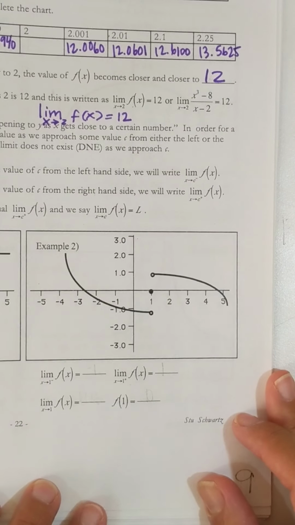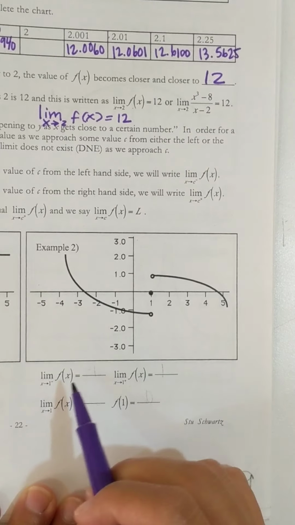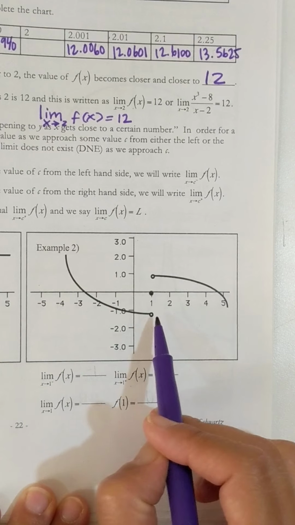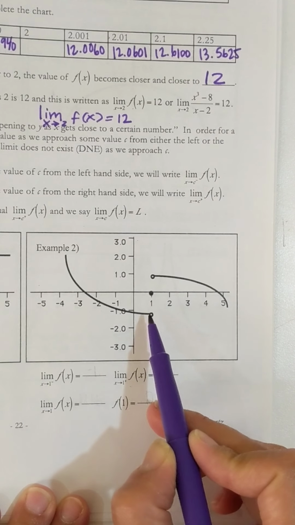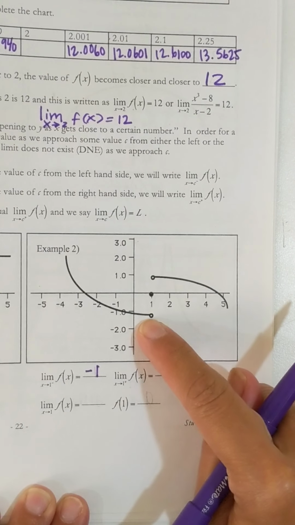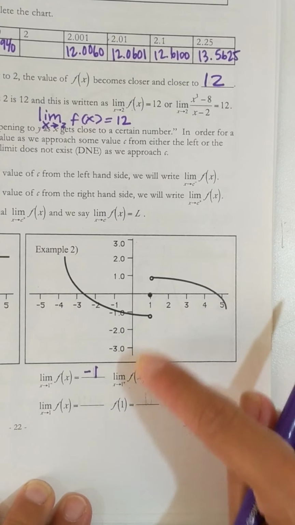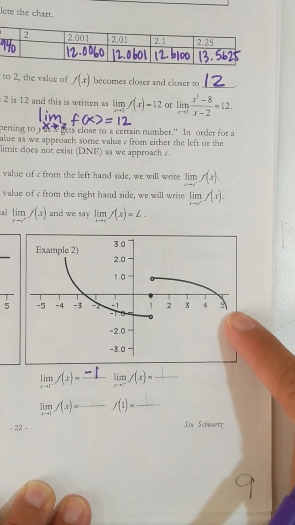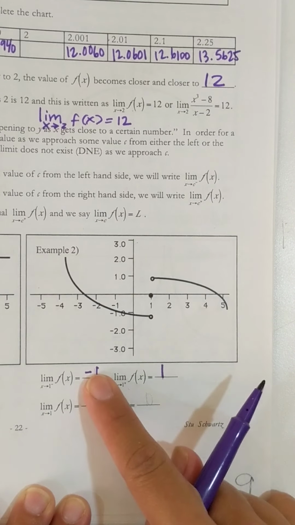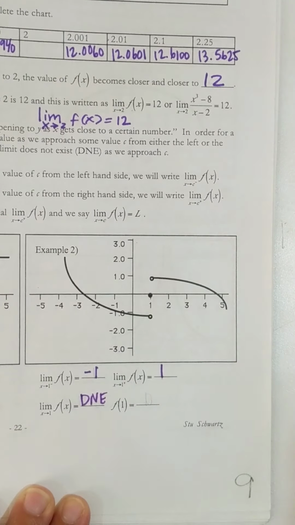Try this one. What is the limit of this function as x approaches 1 from the left? From the left, as we approach 1, the function is approaching, let's just call that negative 1. It looks like it's negative 1 point something, but we'll just call it negative 1, right? It's approaching negative 1 because all I'm doing is following the function from the left, and that's what it's getting closer to. What about from the right? Follow the function from the right, it's getting close to positive 1. Are those two sides equal, the left and the right side? Nope. So that means the limit does not exist.